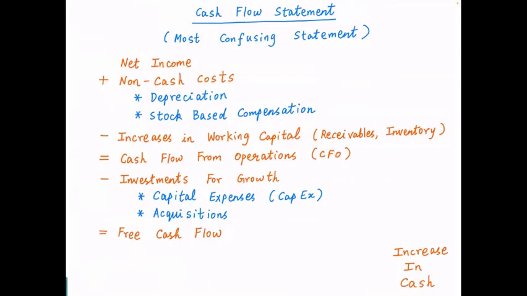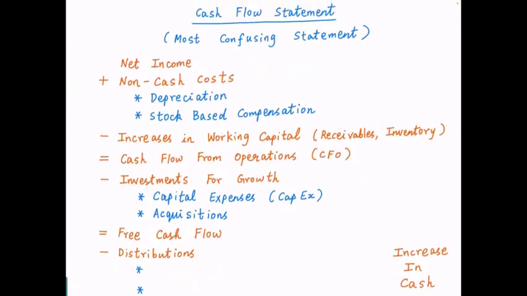It made the $1 billion and that $1 billion resulted in an increase in cash, but now $500 million of that cash is gone. So free cash flow is still $1 billion, but the increase in cash on the balance sheet is not $1 billion, it's only $500 million because it already gave the $500 million to the owners of the company, right?